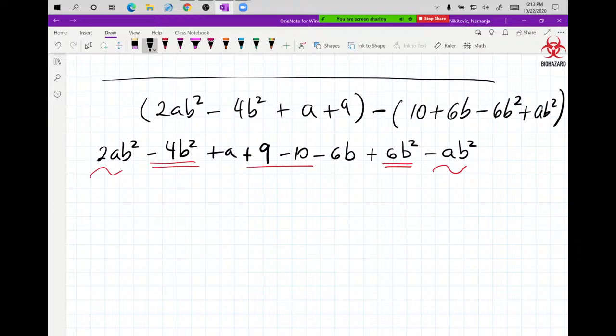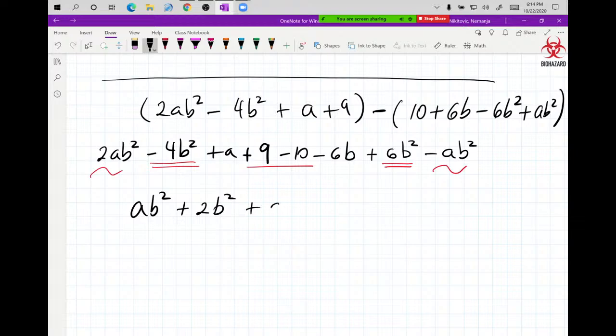So how much is 2ab squared minus ab squared? 1ab. Yes. So we can just write ab squared. So that's the squiggle. Then let's go to the b squares. We have negative 4b squared plus 6b squared. So that's technically 6 minus 4, 2. Yes. 2b squared.